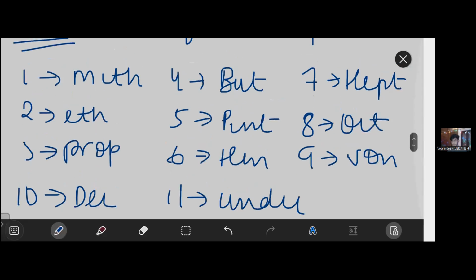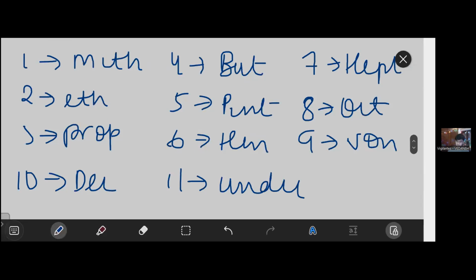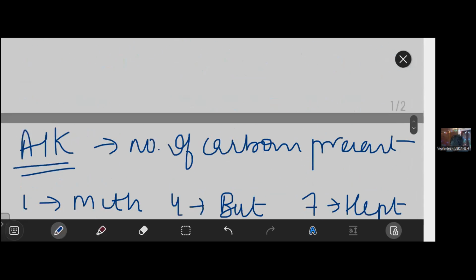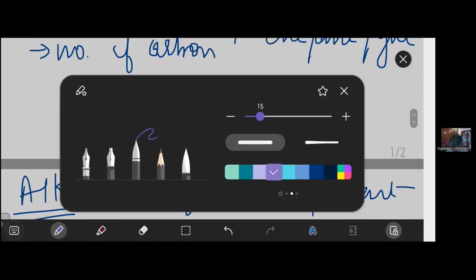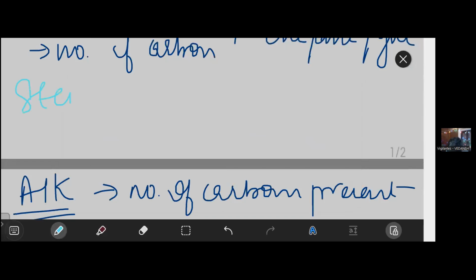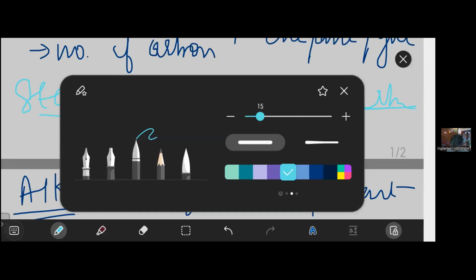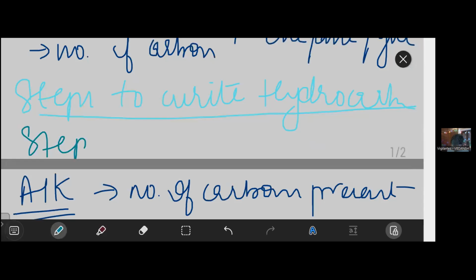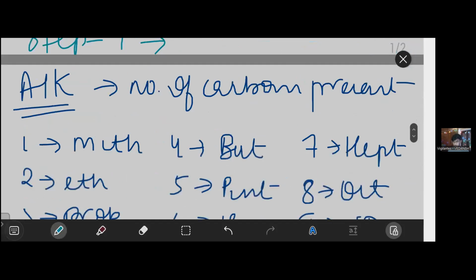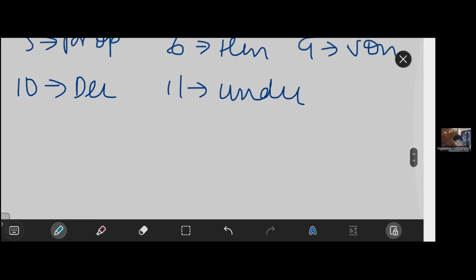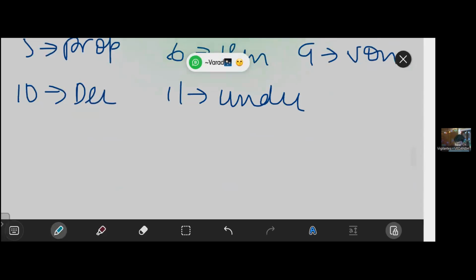This much you need to learn first of all. This is step 1. Now step 2 is to name a hydrocarbon. Let me just write the steps to write hydrocarbons. Step 1 is given in front of you. Step 1 was actually remembering all these things. Now what is step 2?